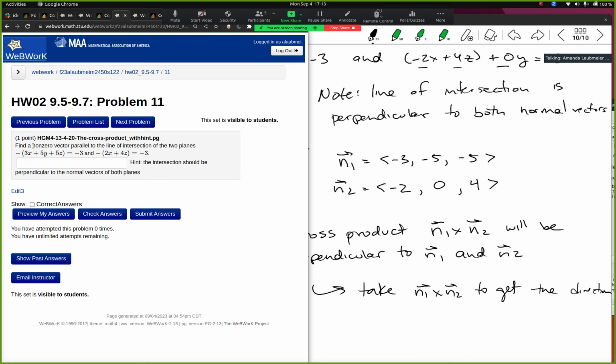And then this trips some people up, just that it says non-zero. That's just because the 0 vector is going to be like perpendicular to everything. So it's kind of like a cheat answer if somebody doesn't specify that you need a non-zero vector. You may have seen that on a few problems so far.